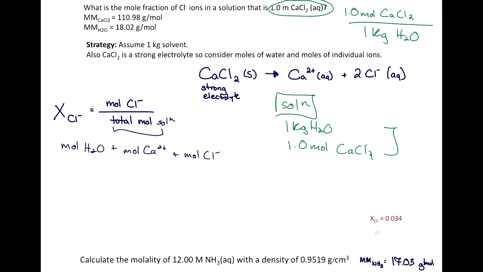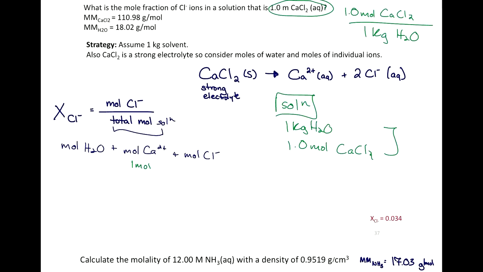Just convert the kilogram amount to moles. So that one's easy enough. But this one's a little bit trickier. If we have 1 mole of salt, calcium chloride, how many moles of calcium 2+ do I have? If 1 mole of this dissolves, how many moles of the cation do I have present in that solution? 1 mole. That's it. Okay, if I dissolve 1 mole of calcium chloride in solution, how many moles of chloride are present?